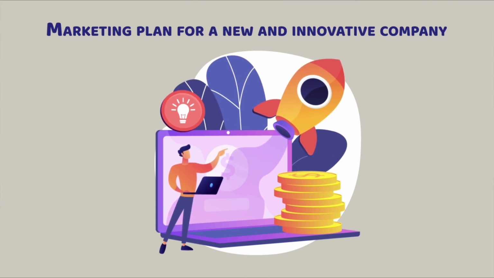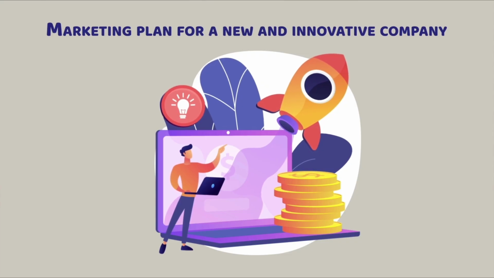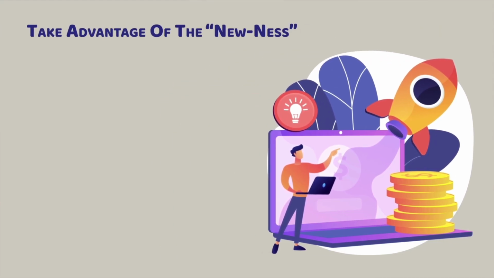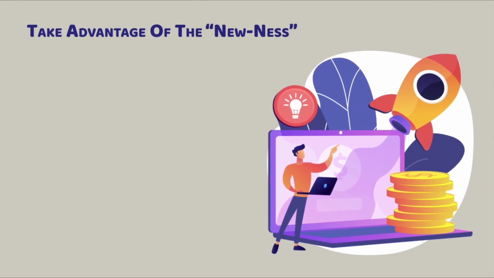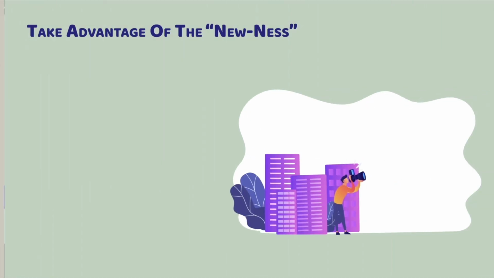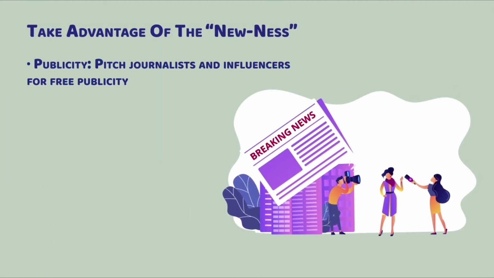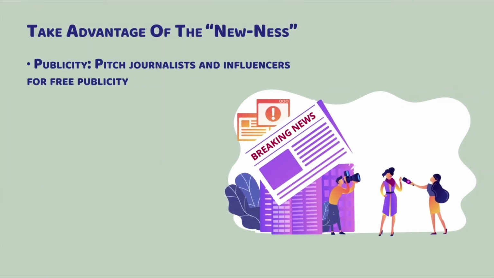But the first thing you've got to do, because it's innovative, it's interesting, is take advantage of the newness of this idea and get publicity. You can get publicity by pitching journalists and influencers. Just make sure that you understand that I'm talking about free publicity, precisely because your idea is new and compelling. You can get free publicity.